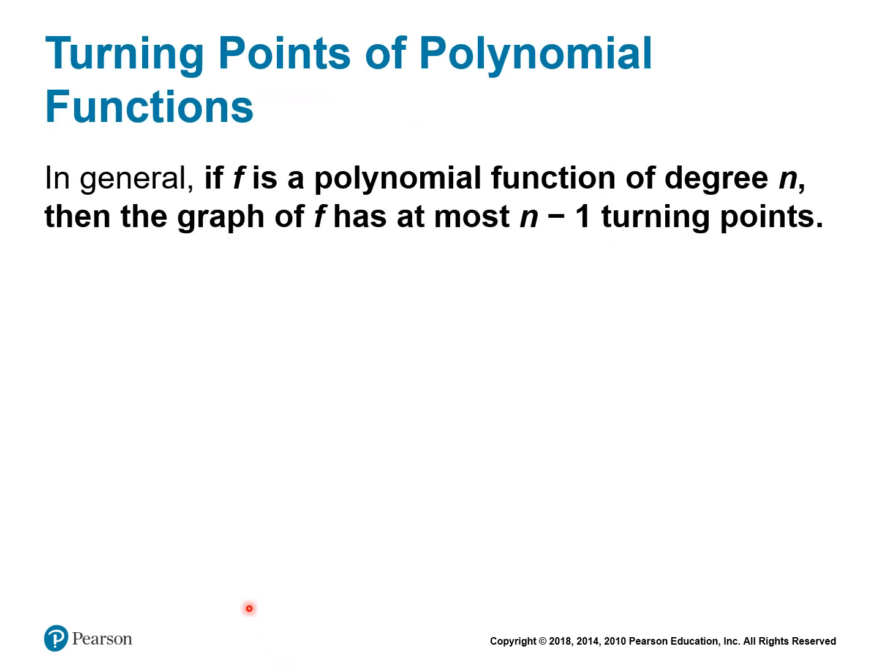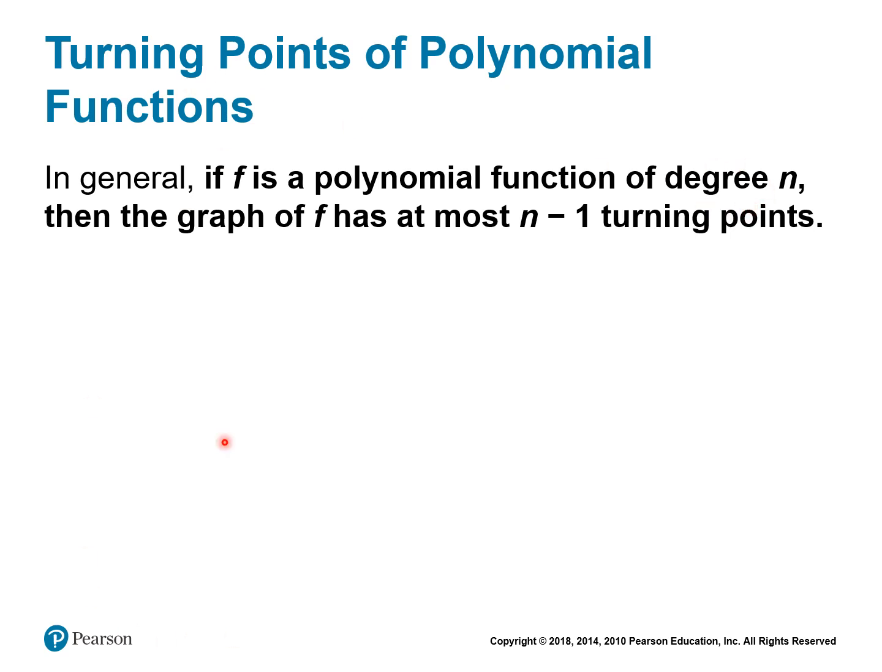Now here's a fact about the turning points of polynomial functions and their graphs. So it says here, in general, if f is a polynomial function of degree n, then the graph of f has at most n minus 1 turning points. All right, at most means the maximum number of turning points that the graph will have is n minus 1. Again, the degree means the highest exponent in the polynomial function.